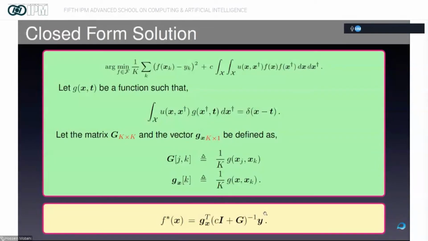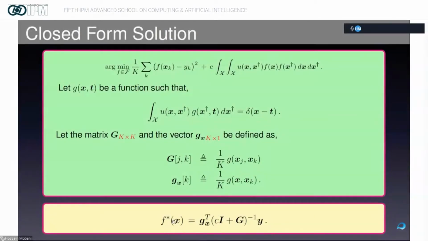The training labels, if you remember, in this setting were scalar. So if I stack them up as a long vector, I'll get a vector y. So this is the vector of all training labels. And as I said, this matrix G and small g, the vector g, are also constructed from all training points, right? Either as pairs or just one training point. So here, all the training information is encoded, right? And by solving this, I obtain the solution.